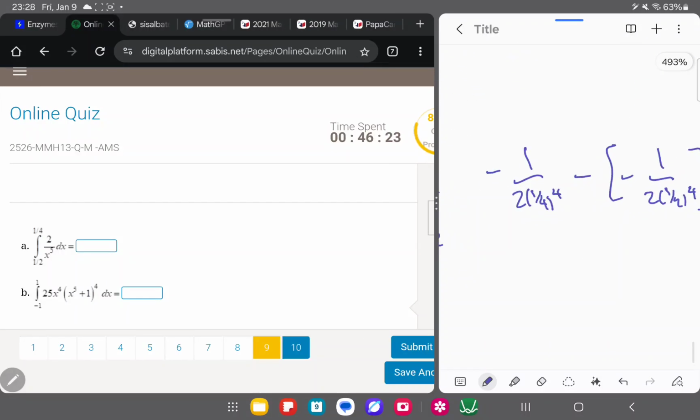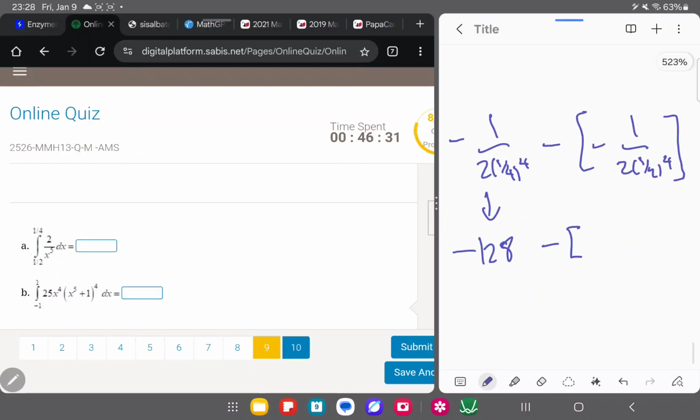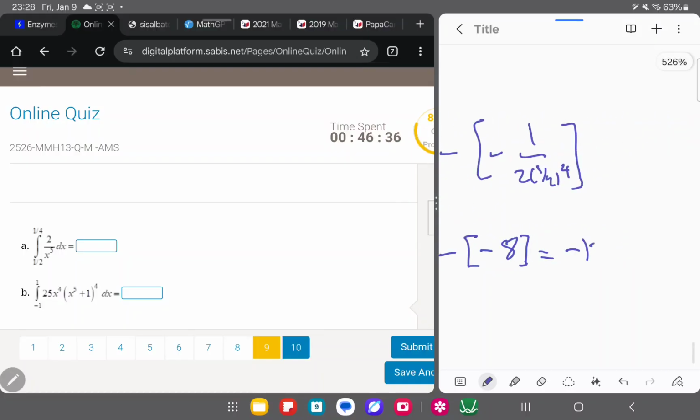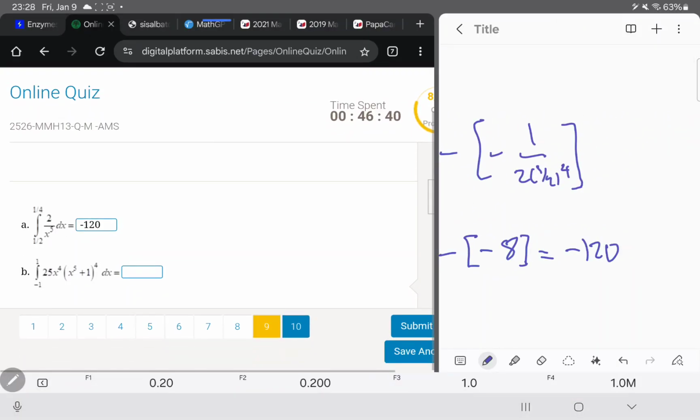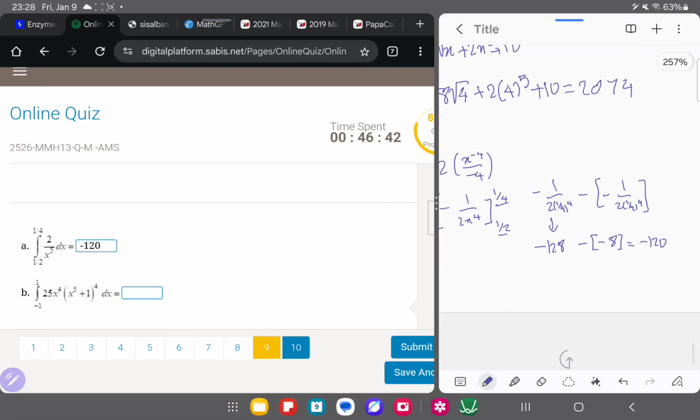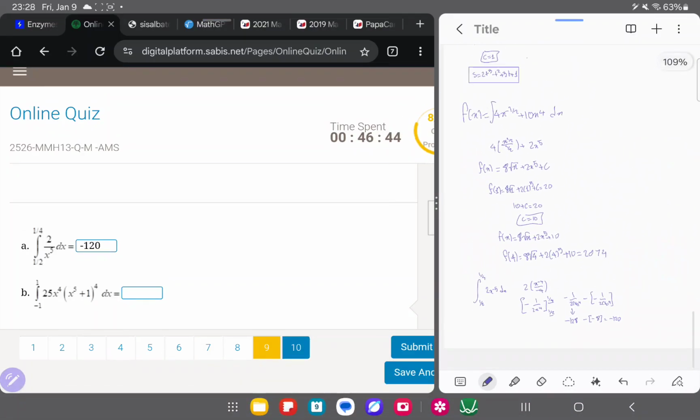Okay, so over here it will be minus 128, and then minus 8 here. And then over here, therefore, you'll get minus 120. So that means the answer in part A is minus 120.